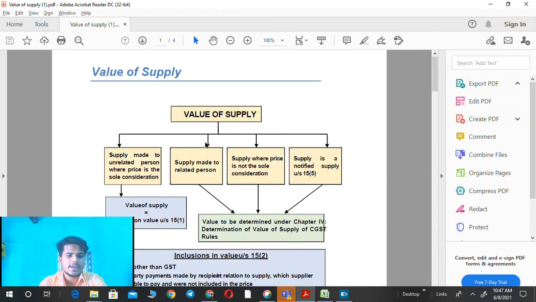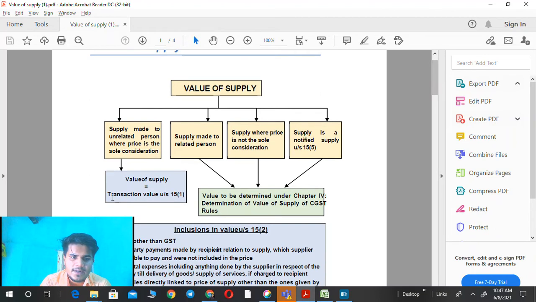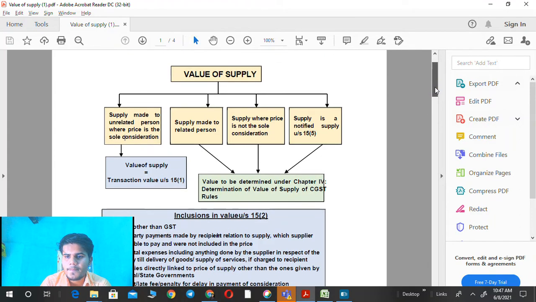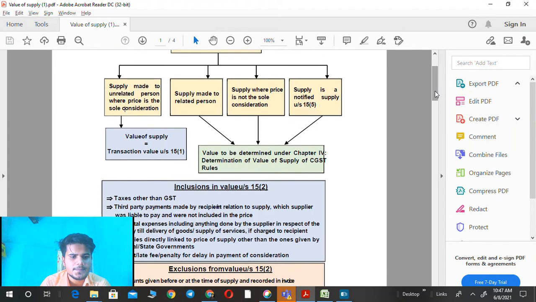Value of supply: if supply is made to an unrelated person, please underline unrelated person, and price is the sole consideration, then value of supply should be the transaction price. Okay, but if supply is made to a related person or price is not the sole consideration, then value of supply should be determined as per Chapter 4. This chapter is not part of the CA Intermediate syllabus.